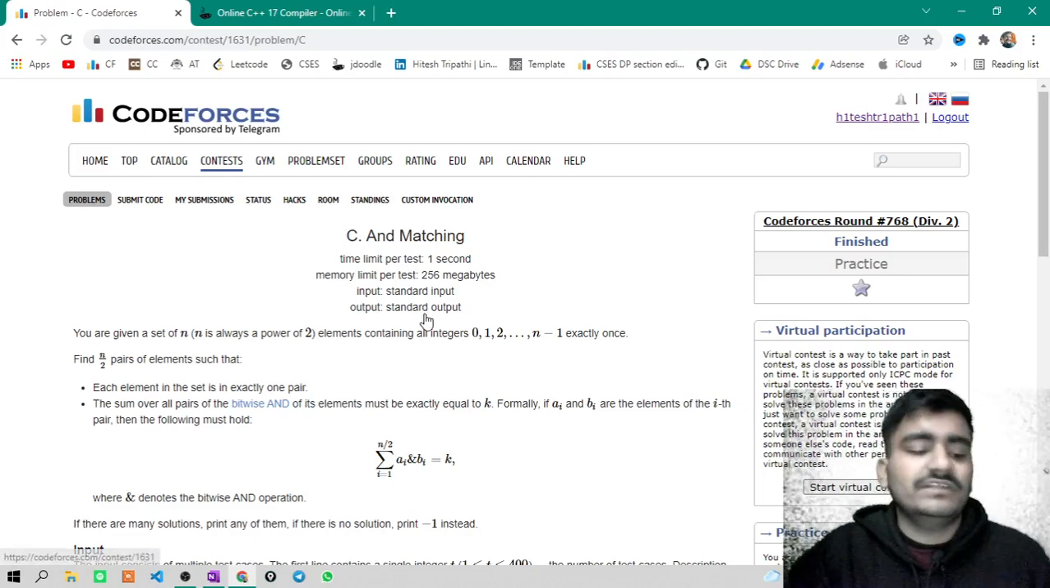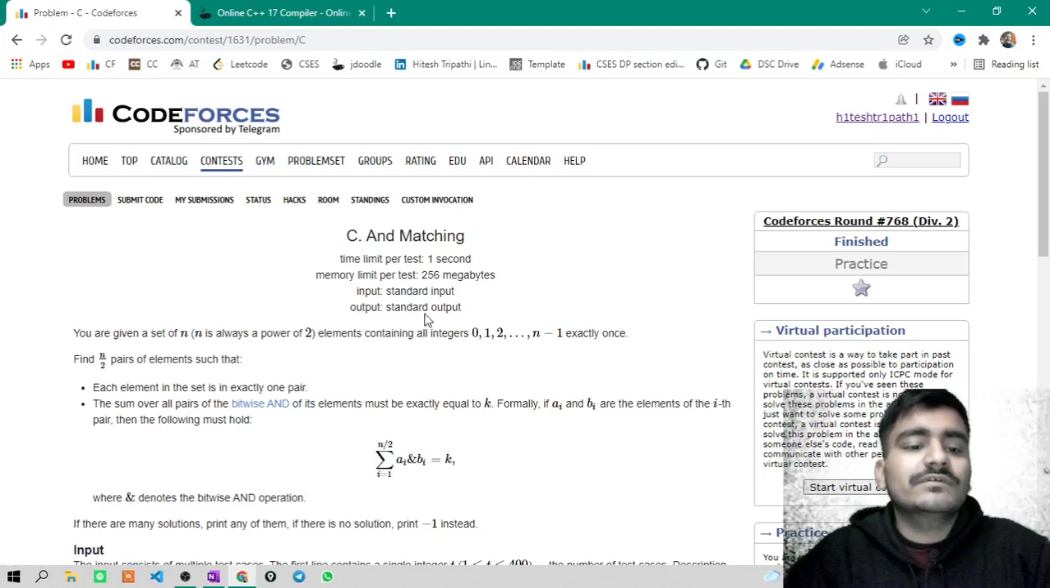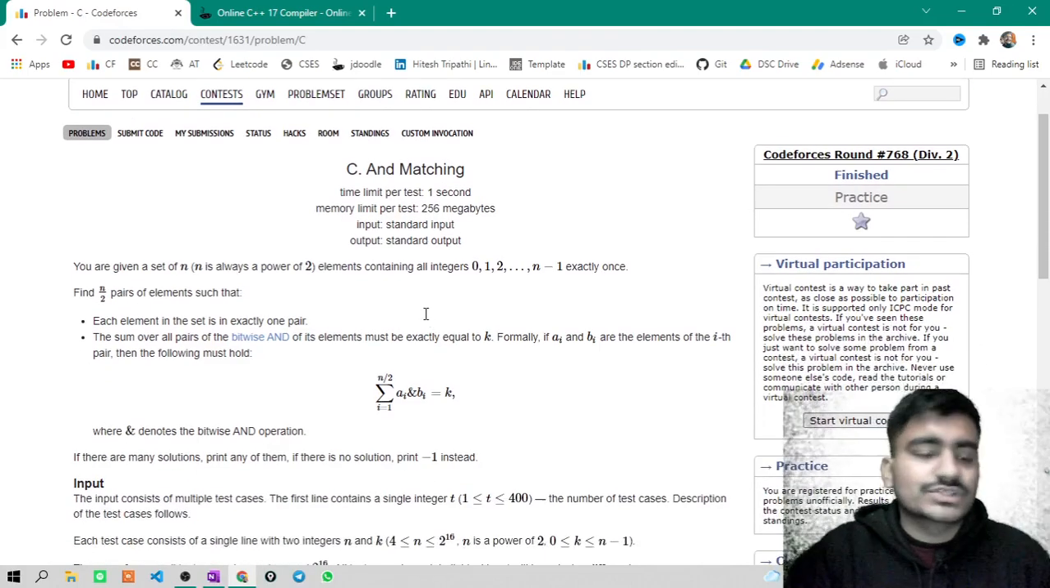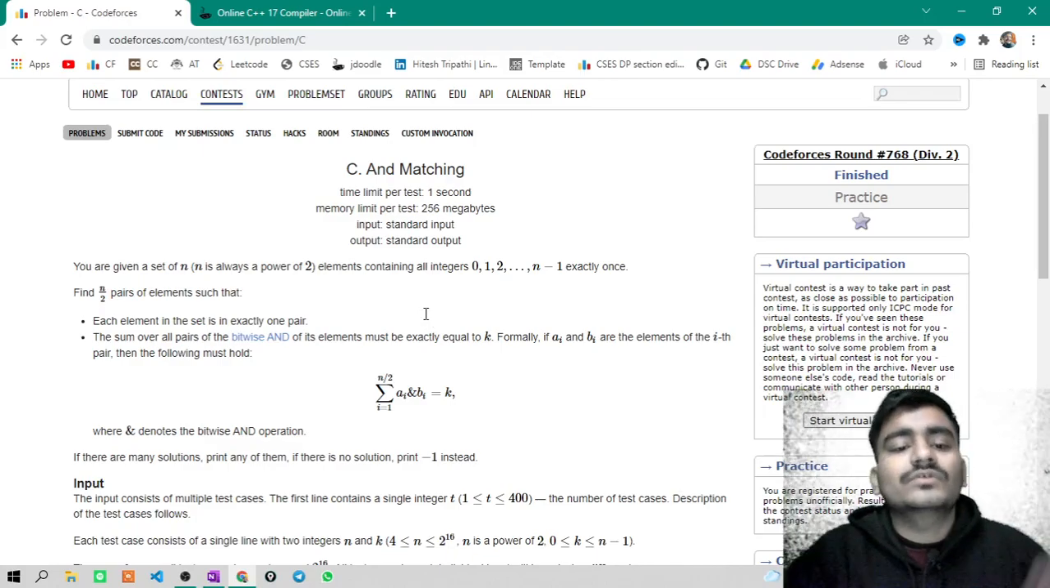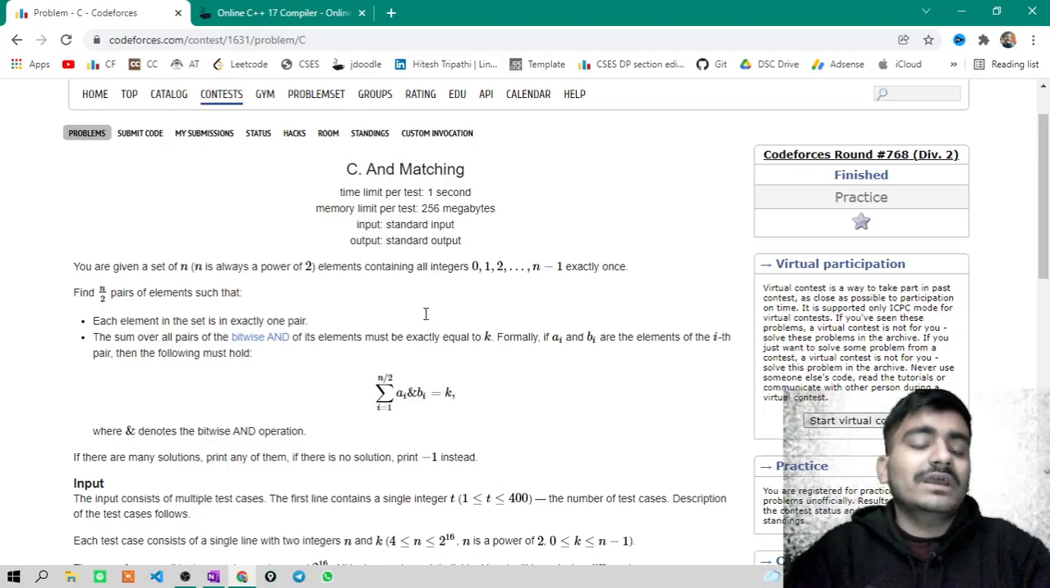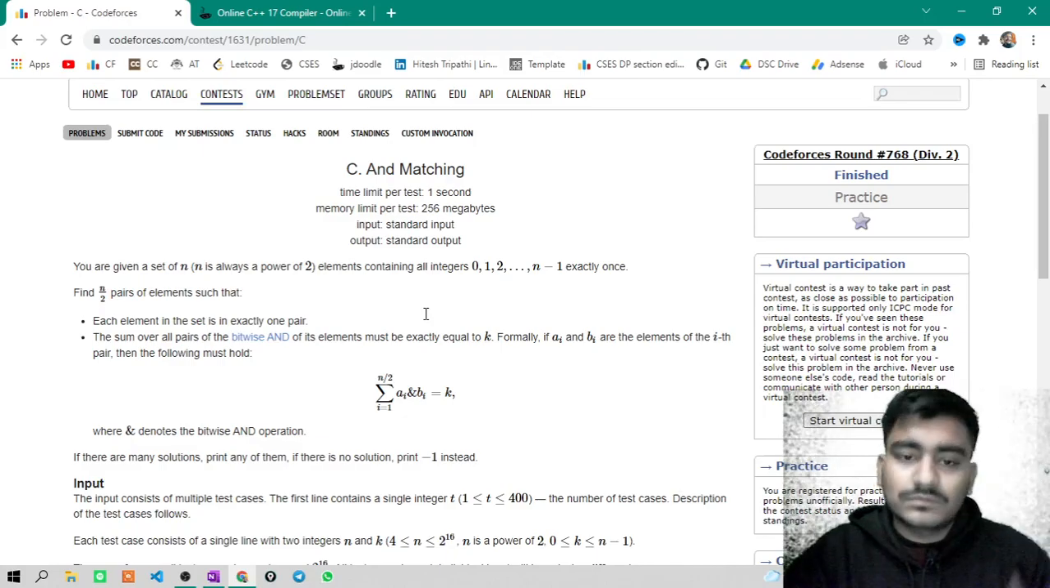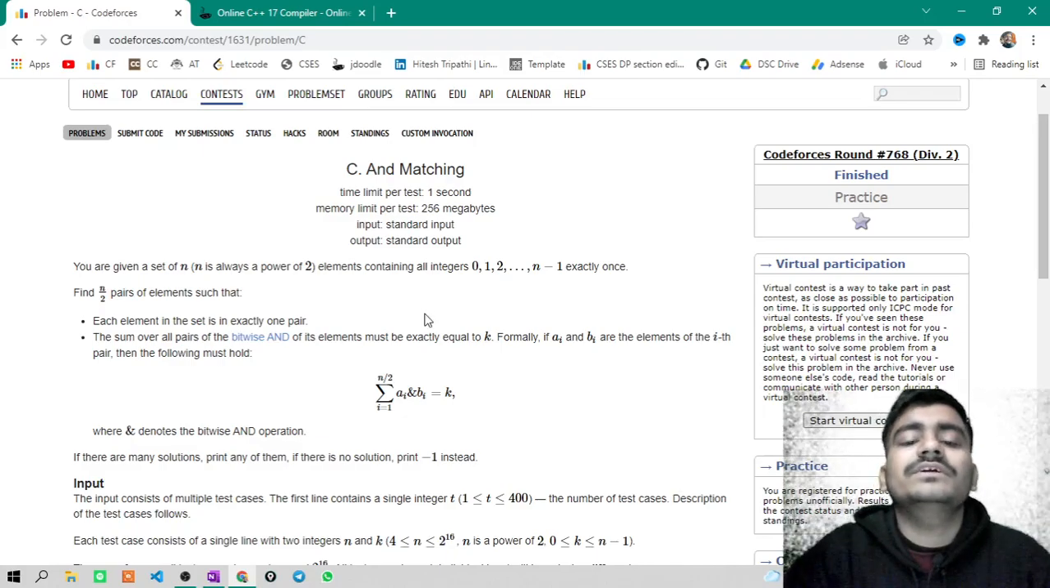Round 768 Division 2. Okay, so firstly we will read the question, then we will discuss the approach and code also. You are given a set of n elements, where n is always a power of 2, containing all integers 0 to n minus 1 exactly once. Okay, so we have an n where n is always a power of 2, and its values are always exactly from 0 to n minus 1.